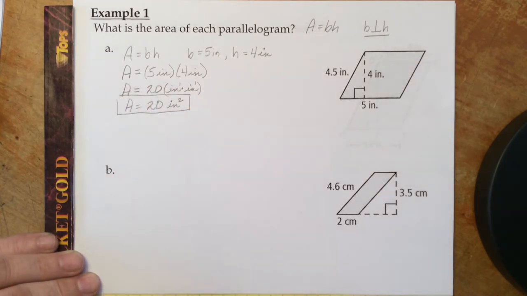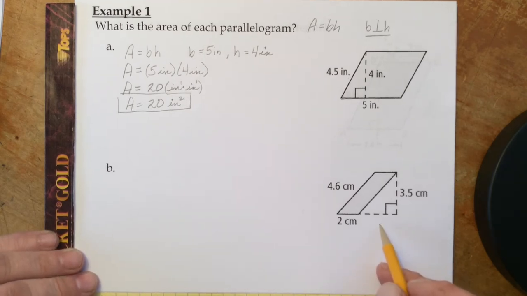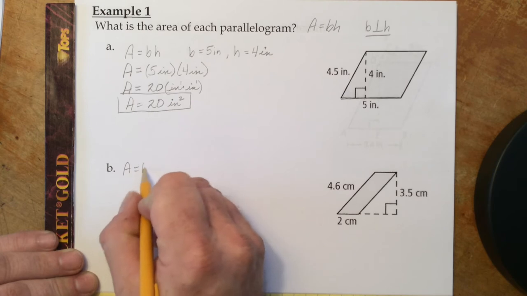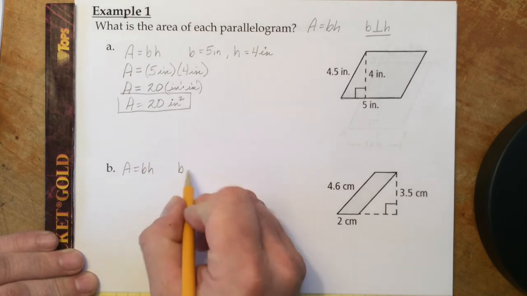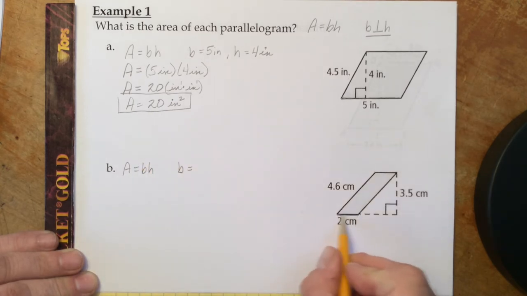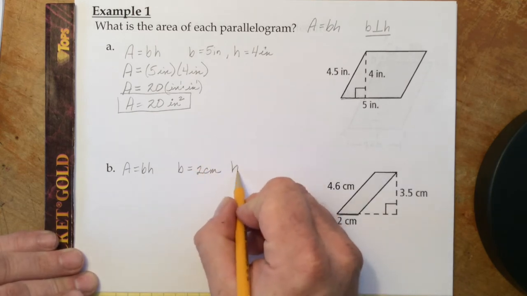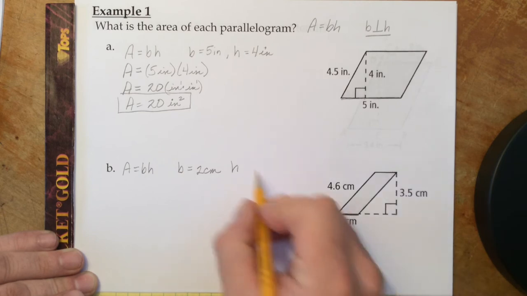Part B. Find the area of this parallelogram. Turn the video on pause and turn it back on when you're ready. In this parallelogram, using the formula A equals base times height, B is 2 centimeters, and H is 3.5 centimeters.